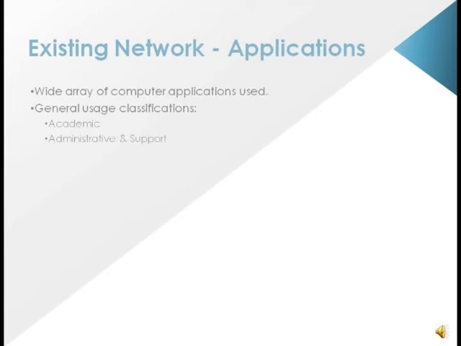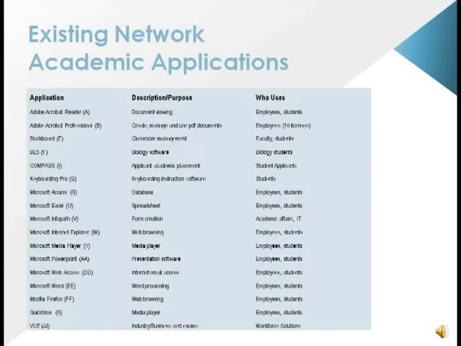Champions Community College uses a wide array of software applications. I've classified these applications into two broad categories: academic and administrative and support. On this slide, I have listed some of the applications used in the classroom setting or tools used for student evaluation, such as the Compass Assessment Program. In the classroom, applications such as Keyboarding Pro, the Microsoft Office Suite, and QuickTime are used. Several software applications overlap between categories, such as Microsoft Office and Internet Explorer, as both students and employees use these applications extensively.